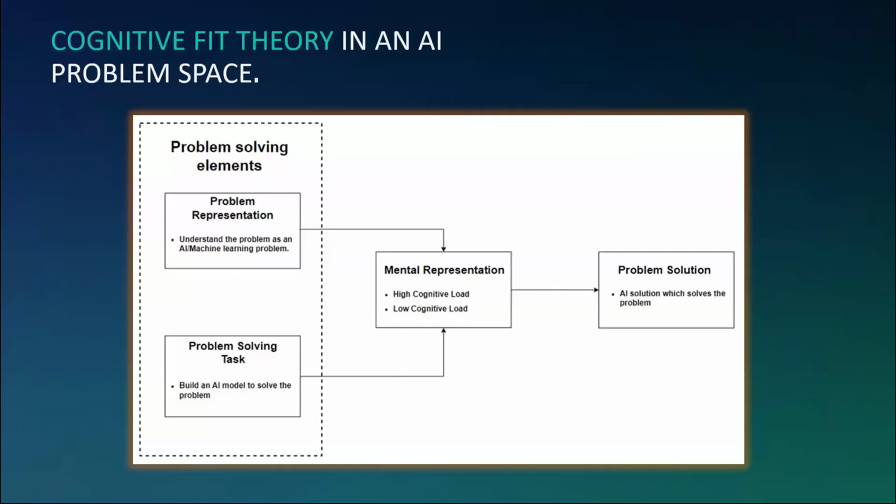All right, so what is this cognitive fit theory? The cognitive fit theory basically determines the effectiveness of a given problem-solving process. In this paper, we use the cognitive fit theory to evaluate the human cognitive load of solving a task. For the cognitive fit theory, you can see on the left, there are basically two places where high cognitive load can be introduced. Firstly is the problem representation, which is understanding the problem as an AI problem, and also framing it as an AI problem. This can sometimes be difficult and complex, and therefore introduce high cognitive load.